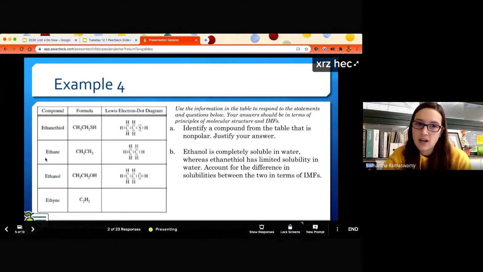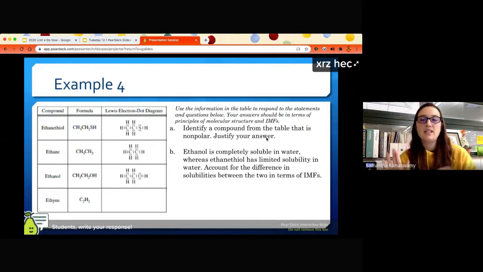You can tell this is from an old free response question. Using this information, answer part A. Identify a compound that's nonpolar and justify your answer. I'm going to give 4 minutes for this because I want you guys to be able to take a break if needed. And then at about 8:30, we'll talk about part A and then we'll look at part B.